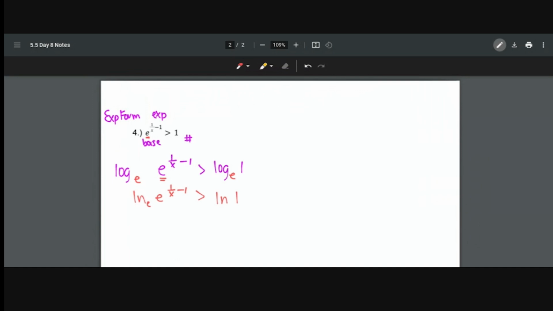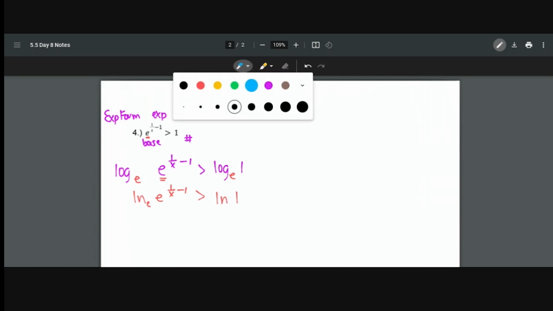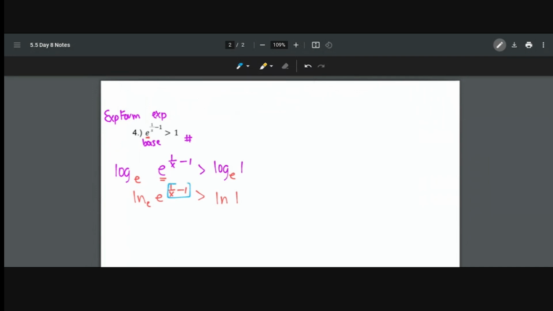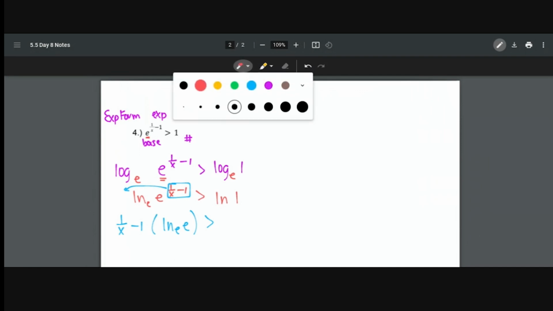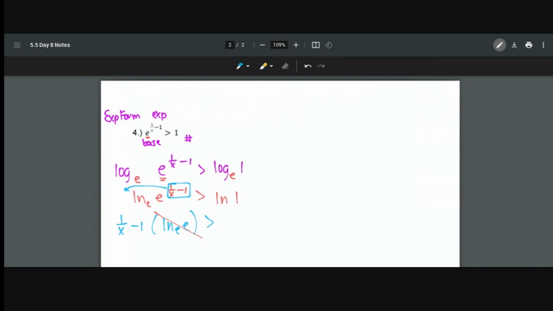All right, so now I'm going to use my exponent rules. When I have logs with an exponent, I know I can bring this out to the front. So 1 over x minus 1 times natural log of e. So e to what power gives me e? That's going to be 1. So I know that's going to cancel out. That's why we want to use the same base, because I want to get something to cancel. And then this is going to stay as natural log of 1.